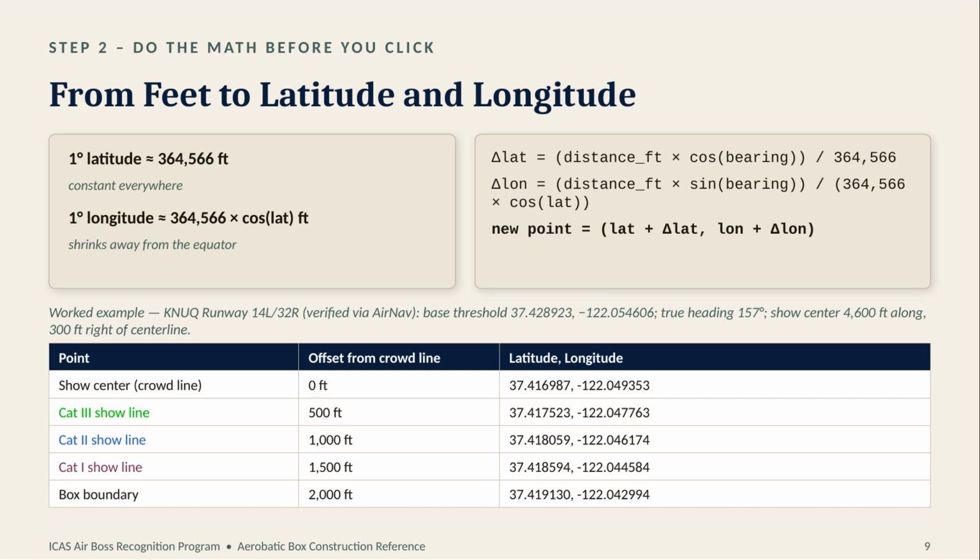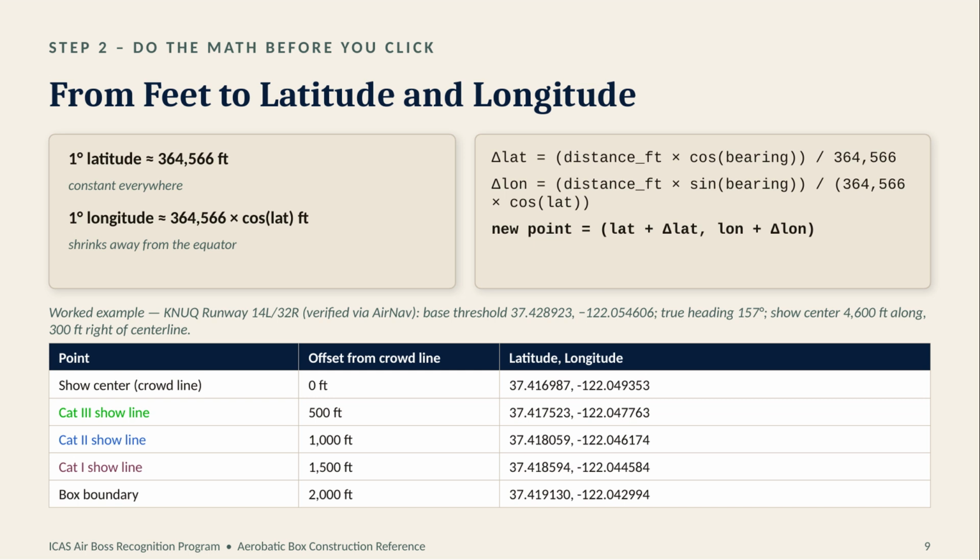From those two constants, the offset formulas follow directly. Delta latitude equals distance in feet times the cosine of your bearing divided by 364,566. Delta longitude equals distance in feet times the sine of your bearing divided by the same constant, but this time also divided by the cosine of your latitude to correct for that shrinkage. Add those deltas to your starting point, and you have your new coordinate.